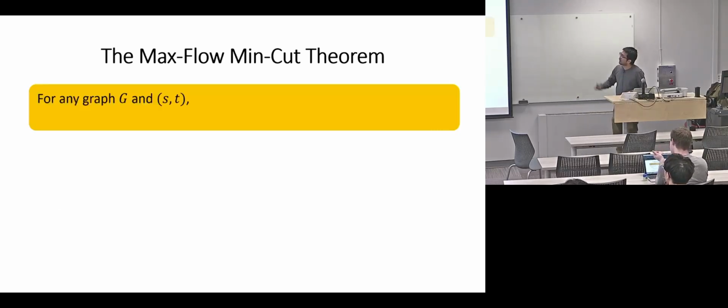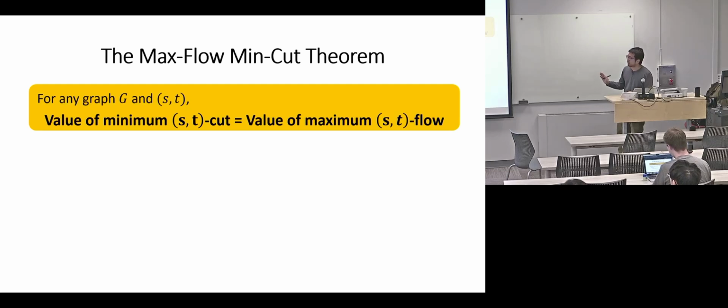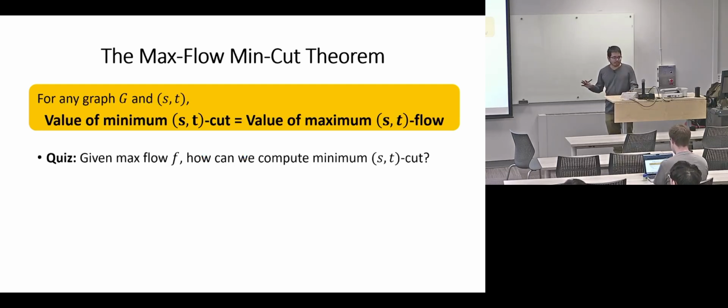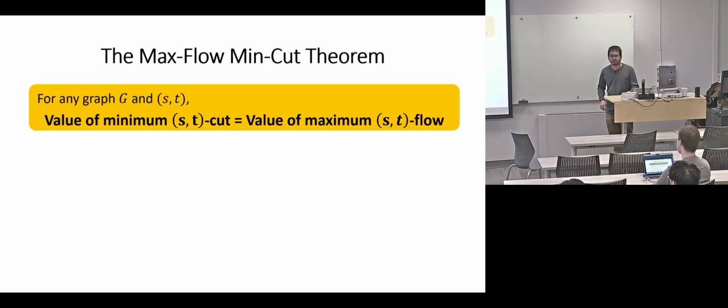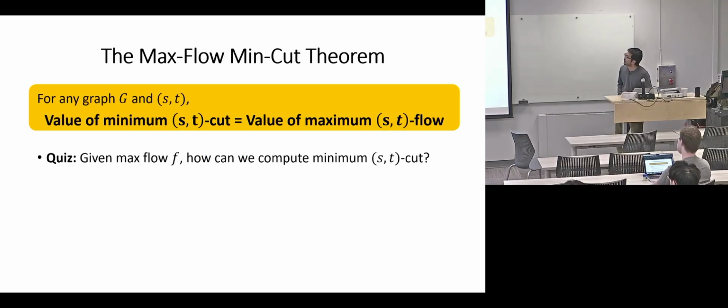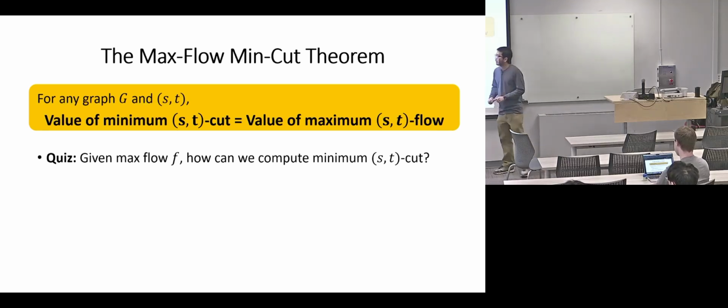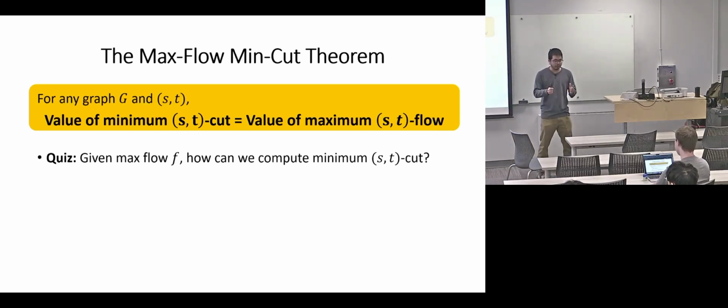So with this, we get the Maxflow-Mincut theorem, which is not just useful algorithmically, it's useful in a graph theoretic sense too. It's just structure of the graph. For any graph, the value of min cut is the same as the value of Maxflow. Can you tell me quickly, suppose that I give you Maxflow, how can you compute an ST min cut quickly?